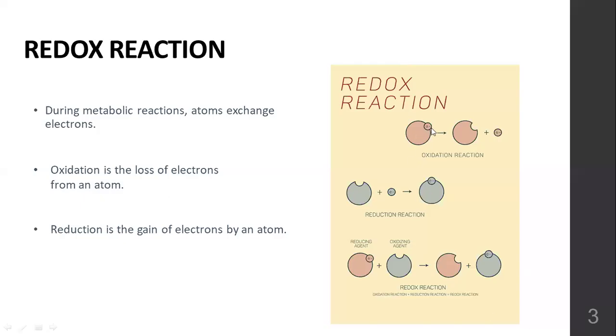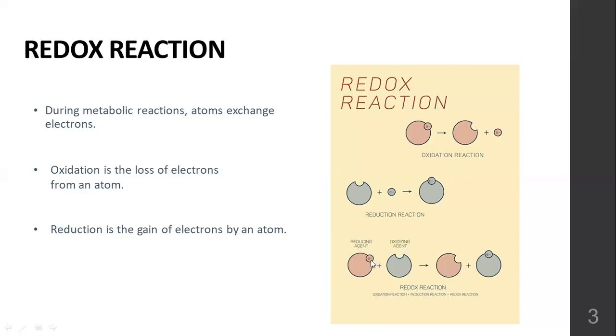So you can see here in the oxidation reaction, there was one atom which lost its electron. This was oxidation. This lost electron may have gone and attached itself to another atom. So that atom gained an electron. So it reduced. A reduction reaction took place. So one is a reducing agent, one is an oxidizing agent. This is how the redox reaction takes place.